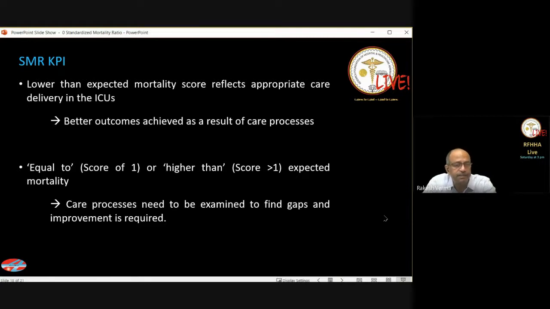The NABH accreditation system would expect this, and so would JCI and NQAS. The accreditation system or a quality system will expect that once you encounter an SMR of 1 or more than 1, then you carry out some investigation to find out the root causes and address those root causes. This is the follow up that needs to be done.